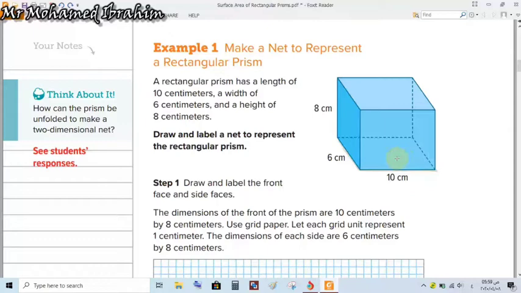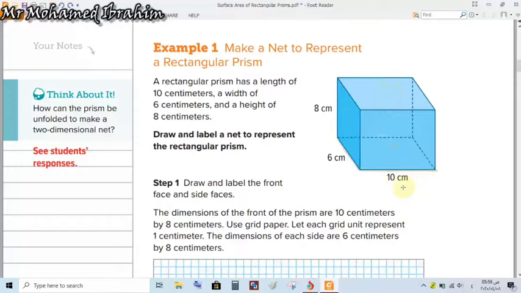Each face is a rectangle, so the area of a rectangle, yes very good, is length times width. Look at this side face, the left face. The length here is 6, the width here is 8. So 6 times 8 equals 48. This is the area of this face and the opposite face. Now we want to find the area of this face and this face.